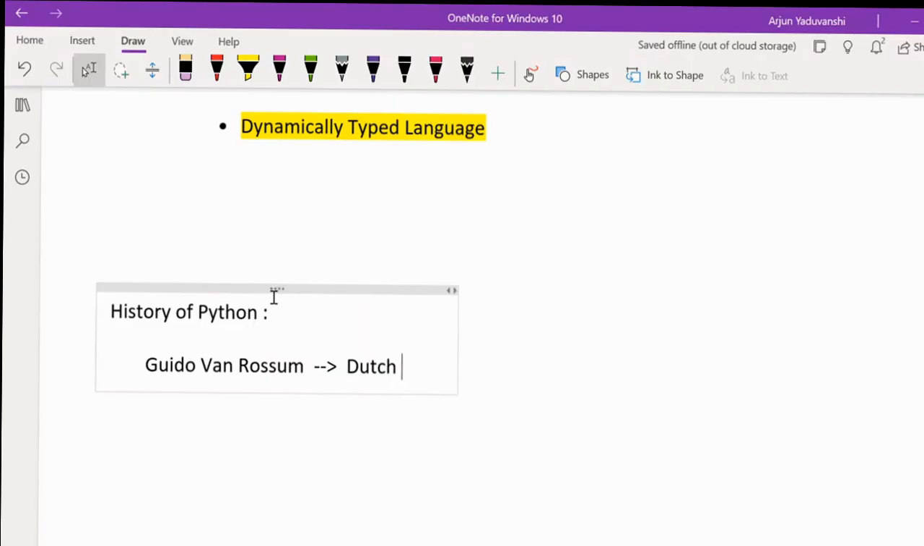Now, he is from the Netherlands, and the people who live in the Netherlands are called Dutch. Like the citizens of India are called Indians, the same way, the people of the Netherlands are called Dutch people. And the capital of the Netherlands is Amsterdam.